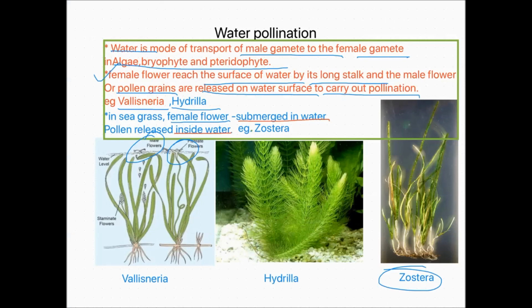Water pollination is more common in lower plants like algae, bryophyta and pteridophyta. It is quite rare in flowering plants. Water pollination can be seen in Vallisneria, Hydrilla, Zostera.